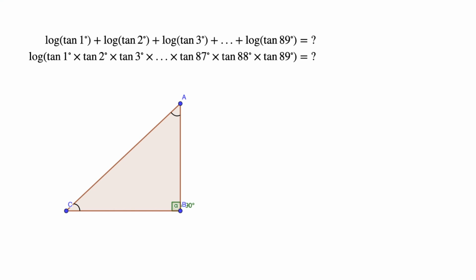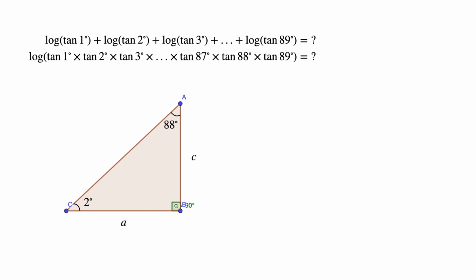So let's say that you have a right triangle, with the other two angles being 1 and 89 degrees. Let this side be A and this side be C. So tangent 1 times tangent 89 would be this, because remember, tangent is opposite over adjacent, so tangent of 1 would be opposite C over adjacent A, which is C over A, and tangent 89 would be the same, opposite over adjacent, A over C. And we can just simplify this into 1.